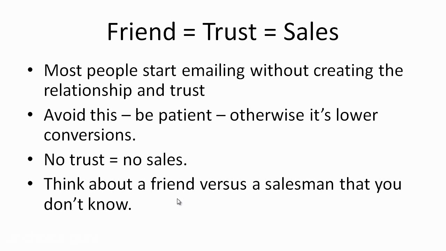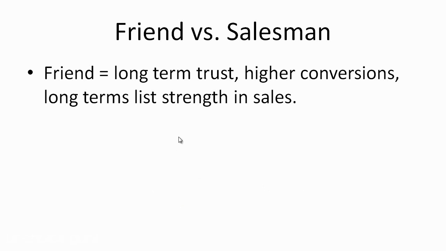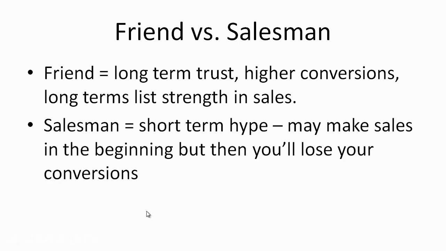So think about a friend versus a salesman that you don't know. With a friend, it's somebody who you trust in terms of long term. If they recommend something, you're more likely to say, okay, I'll go try that out, versus somebody on the street or a sales guy saying, hey, go try this out, right? So you want to position yourself as a friend. Higher conversions, long-term list strength, and sales.